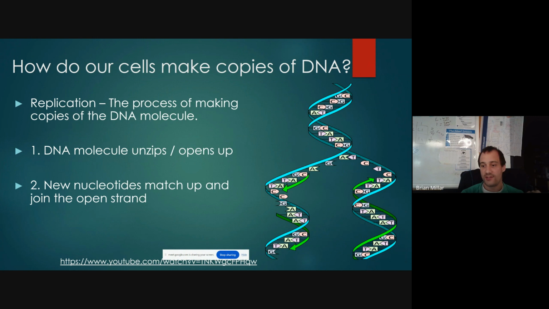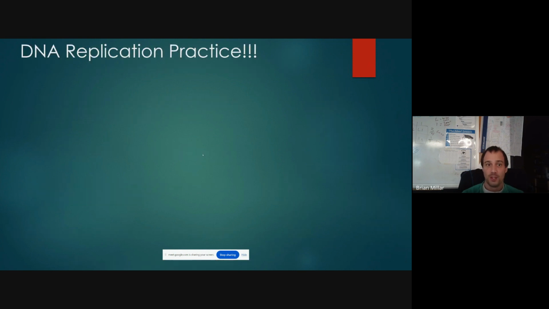So new nucleotides connect in there on both sides. You get these nucleotides from the foods that you eat. That's what that's going to be made up of right there. And then finally, we get 2 new DNA molecules that have formed.